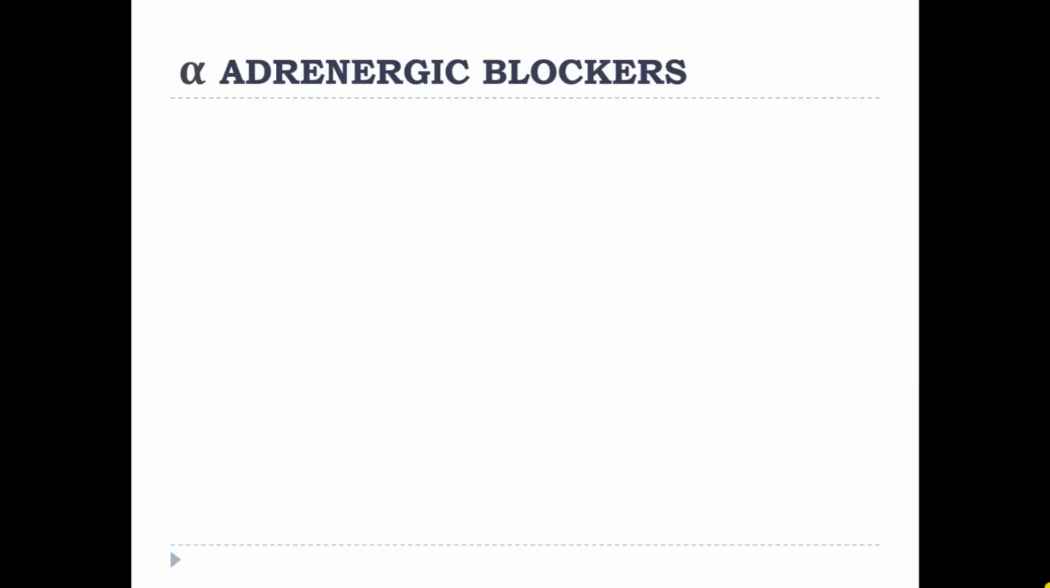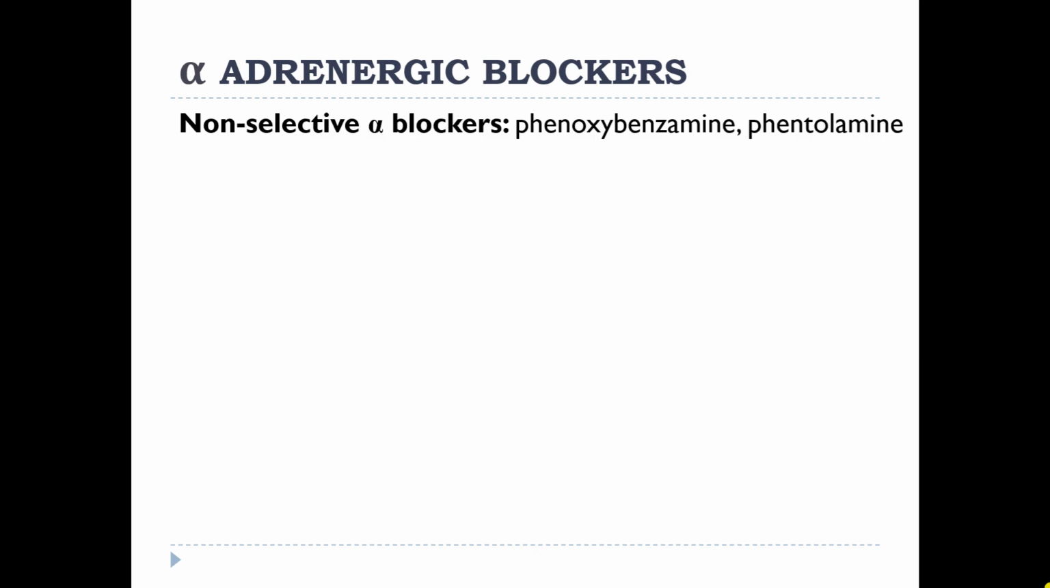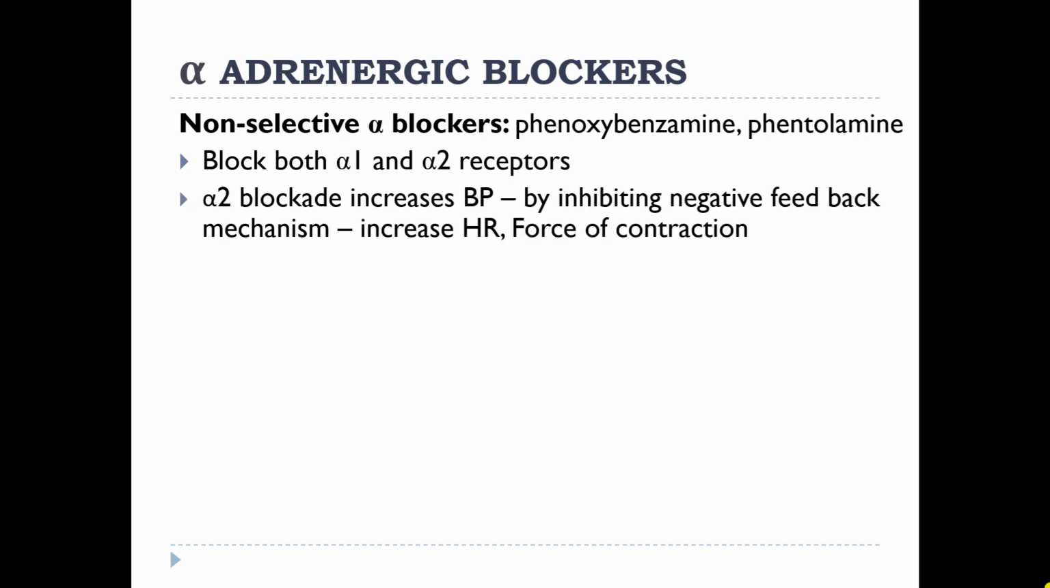We first start with alpha adrenergic blocker drugs. Non-selective alpha blockers are phenoxybenzamine and phentolamine. They block both alpha 1 and alpha 2 receptors because they are non-selective in nature. What happens when alpha 2 receptors are blocked? Alpha 2 blockage will increase the blood pressure by inhibiting the negative feedback mechanism in the neurons, so ultimately they cause an increase in the heart rate and force of contraction.